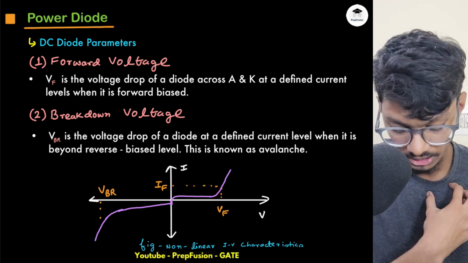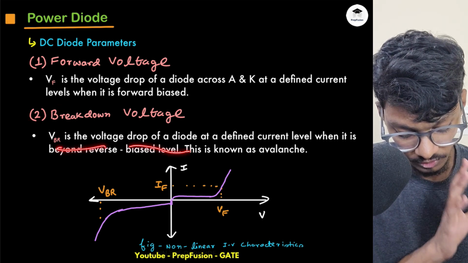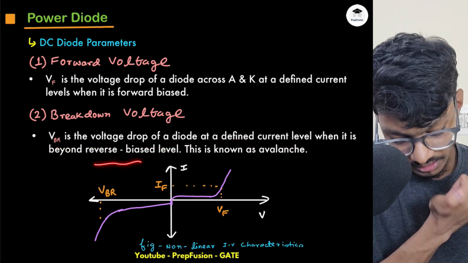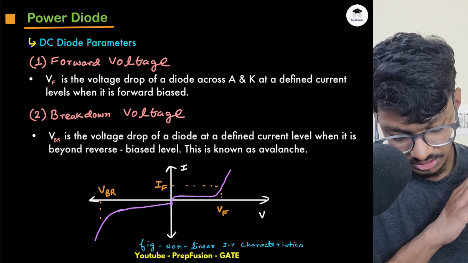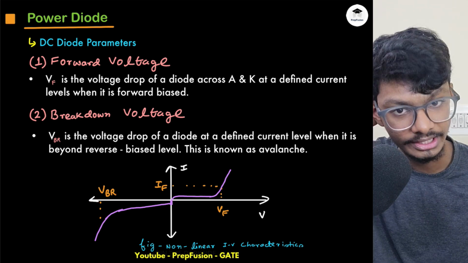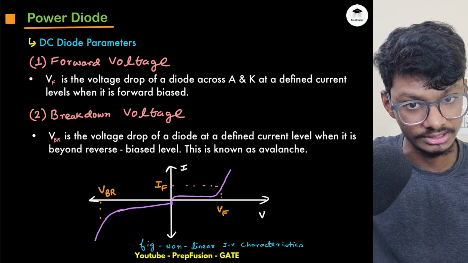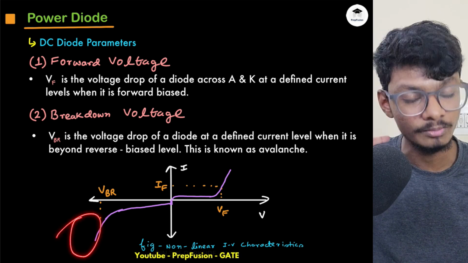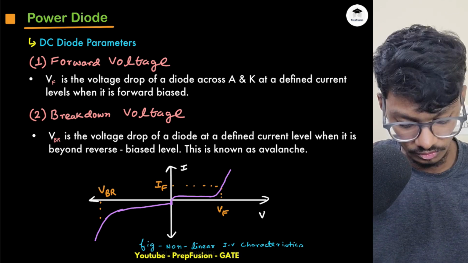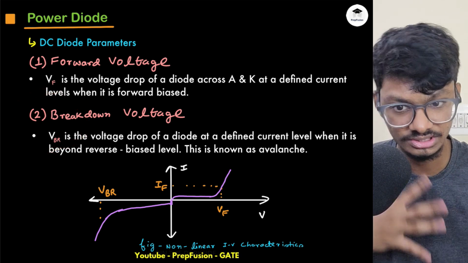We already know this. Now breakdown voltage. Breakdown voltage is the voltage drop of a diode at a defined current level when it is beyond the reverse bias level. This is known as avalanche. Basically just after this VBR, if you apply more than this VBR in the reverse direction, then what will happen? The diode will break down. The breakdown will occur across the diode and the diode will get damaged. So this is the limit up to which we can apply. This is known as the breakdown voltage.